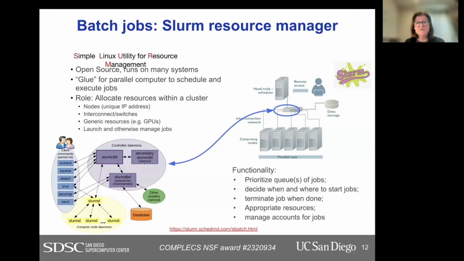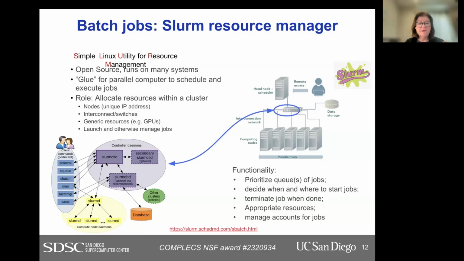So we have the Slurm Resource Manager, the simple Linux utility for resource management. And yes, if you know Futurama, it is named after the Slurm drink. And it's a big joke among the community. It's open source and runs on a lot of systems. And we think of it as a glue for the computer to schedule and run jobs. And its role is to allocate those resources within the cluster. And again, like I said, make sure everything is connected properly. There's data tracking, the information's getting recorded. It does a whole lot of work.